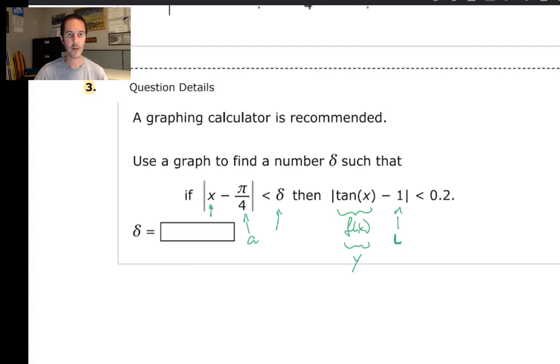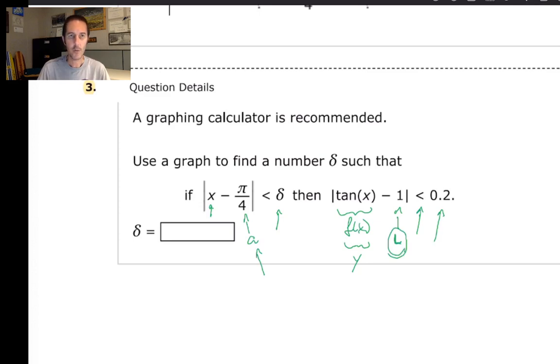We're taking x values that are near pi over 4. We're plugging them into the tangent function and generating y values. And we want those y values to be within 0.2 of our limit, which is 1.